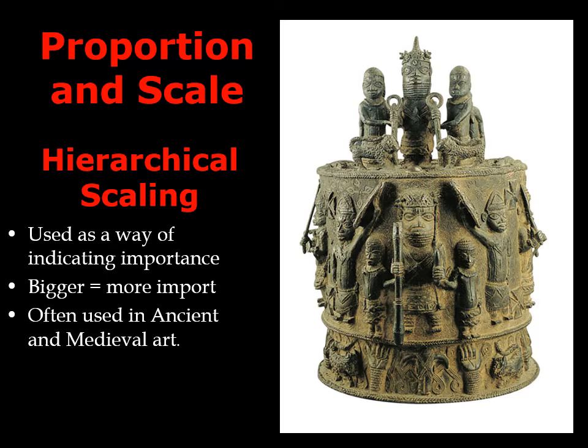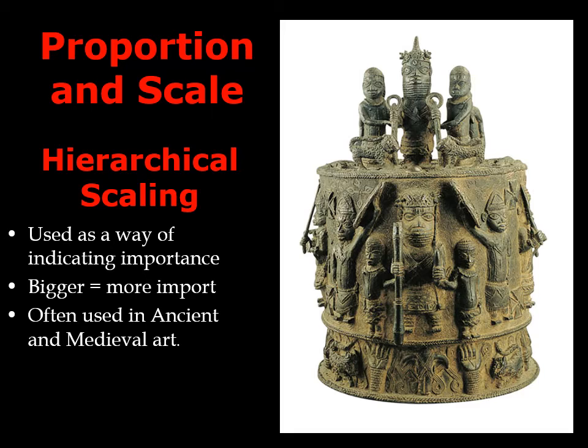The next one, hierarchical scale. I mentioned that a little bit before when talking about implied space, when the image of the horses was bigger than the elephant, even though the horses were supposed to be in the background, and the people in the very far background in the building were bigger than the people in the foreground. So the people in the background were more important. Hierarchical scale is basically a way to signify important people.